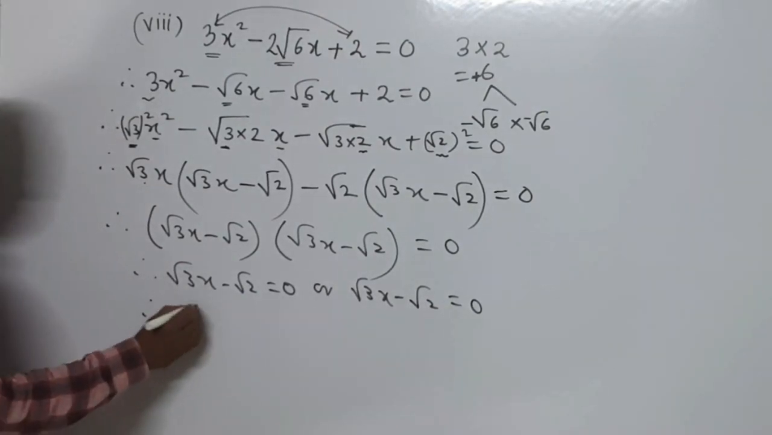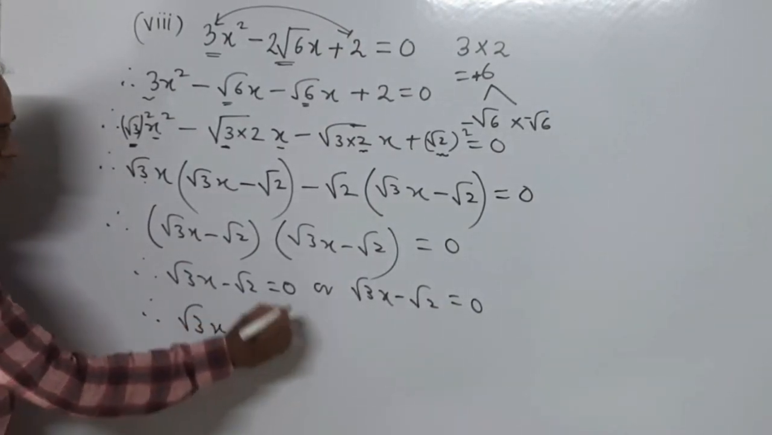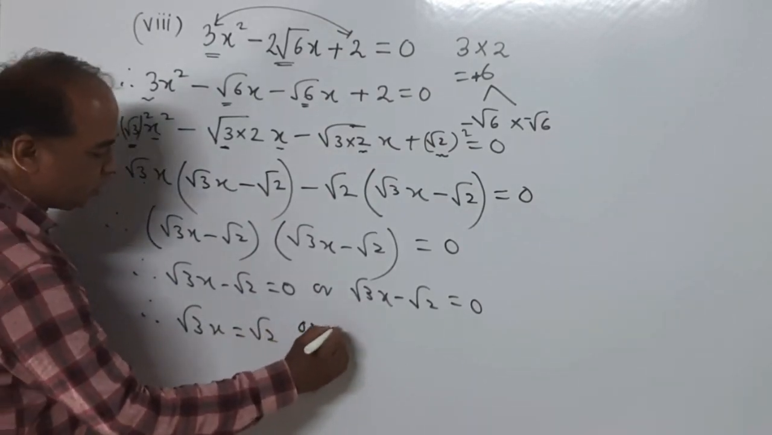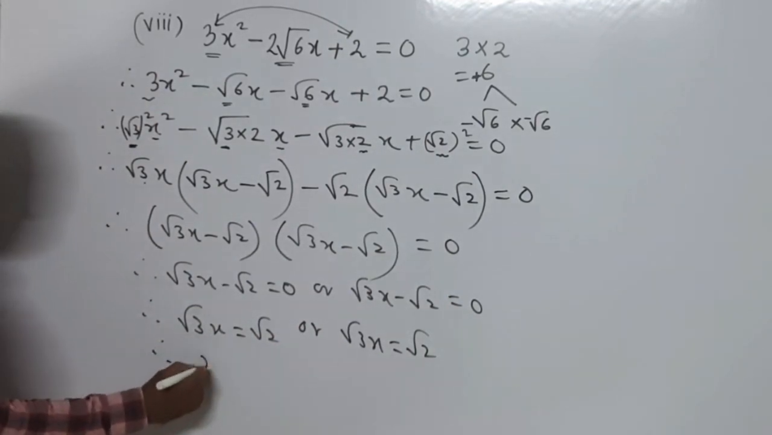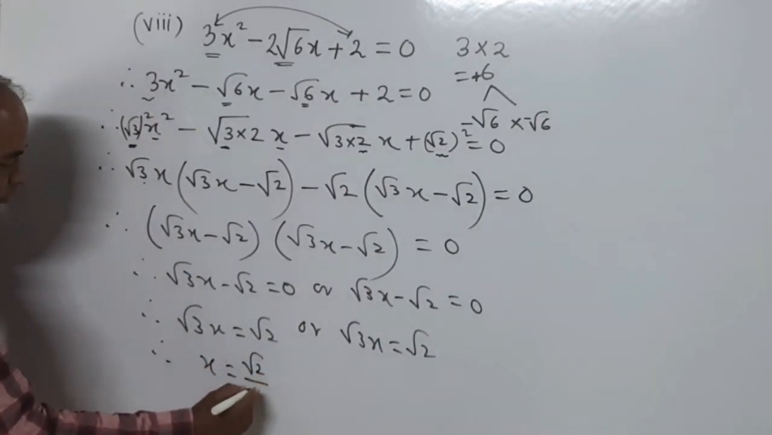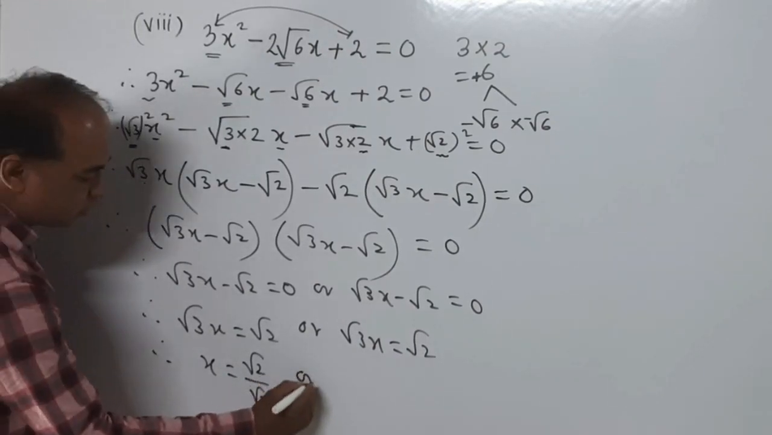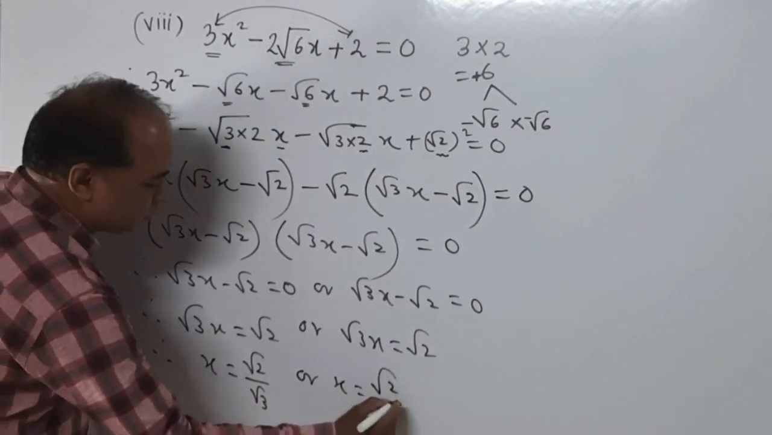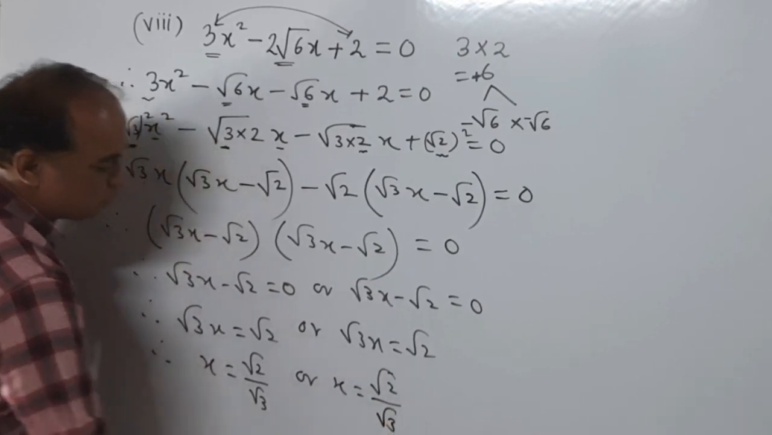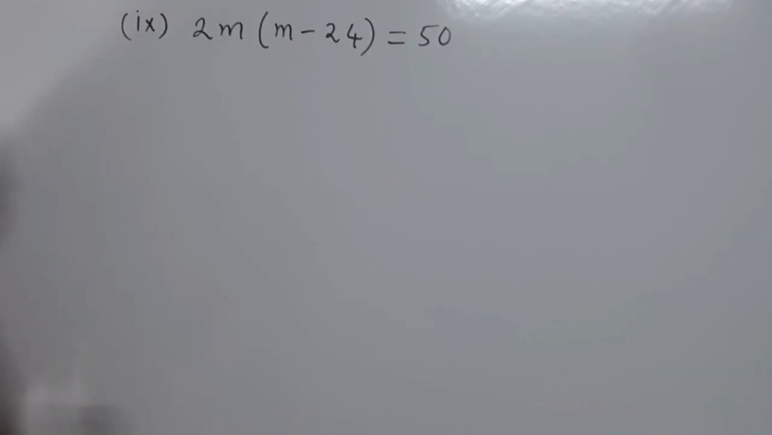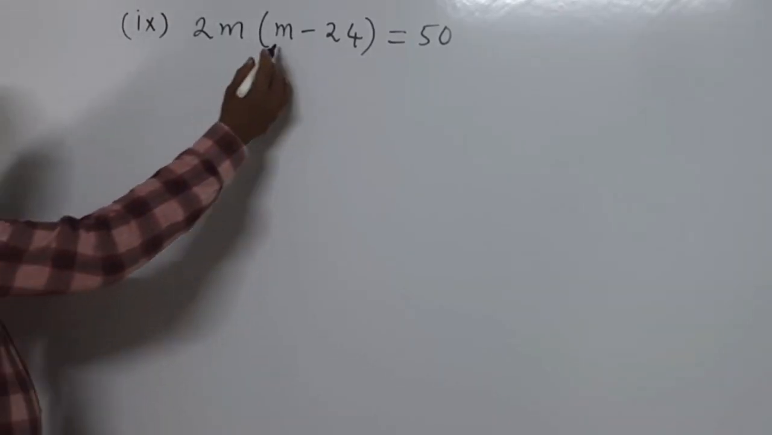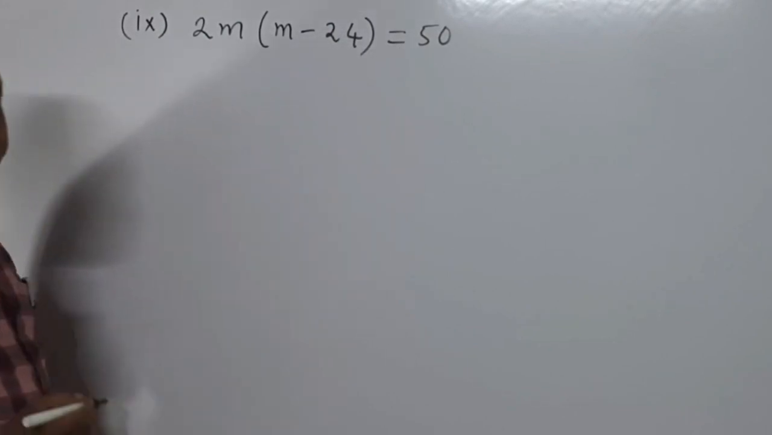Therefore root 3x minus root 2 is equal to 0, or root 3x minus root 2 is equal to 0. Therefore root 3x is equal to root 2, or root 3x is also equal to root 2. So x is equal to root 2 upon root 3, or x is equal to root 2 upon root 3. So roots are equal. Okay, ninth example, 2m in bracket m minus 24 is equal to 50.